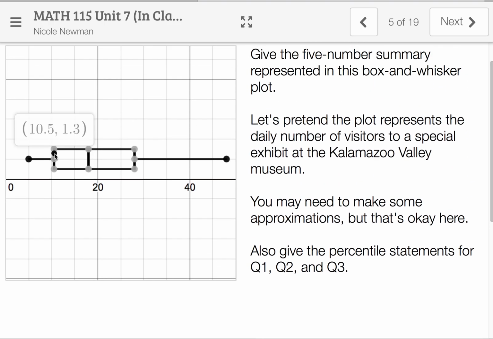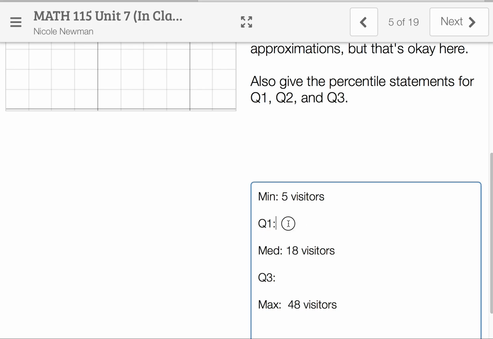Q1 comes from the left side of the box. So if I come up here, it looks like that's kind of a funny number, 10.5 visitors. I'm not quite sure what that means, but remember that this might have been computed from 2 values, might have been trying to split the difference between 10 and 11, for example. So 10.5 visitors for Q1. Even though we can't really have half of a visitor, we could still have this cropping up statistically.